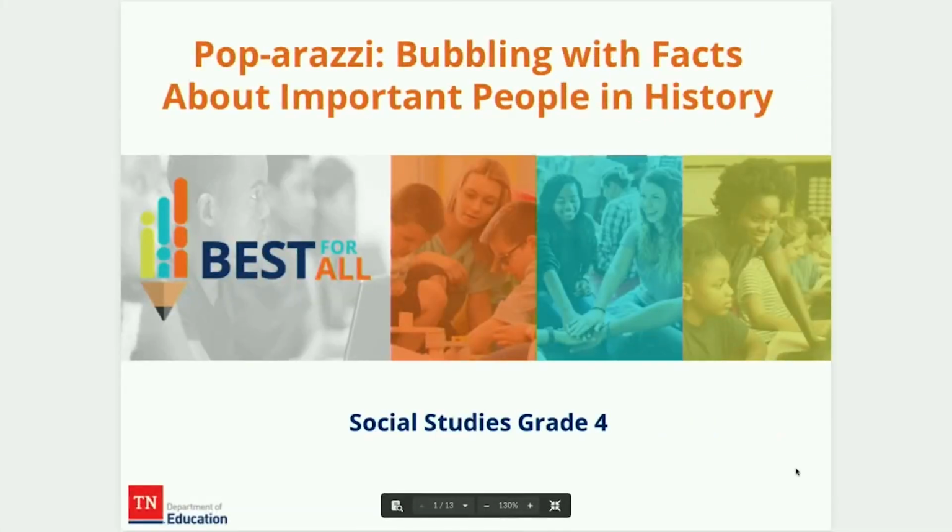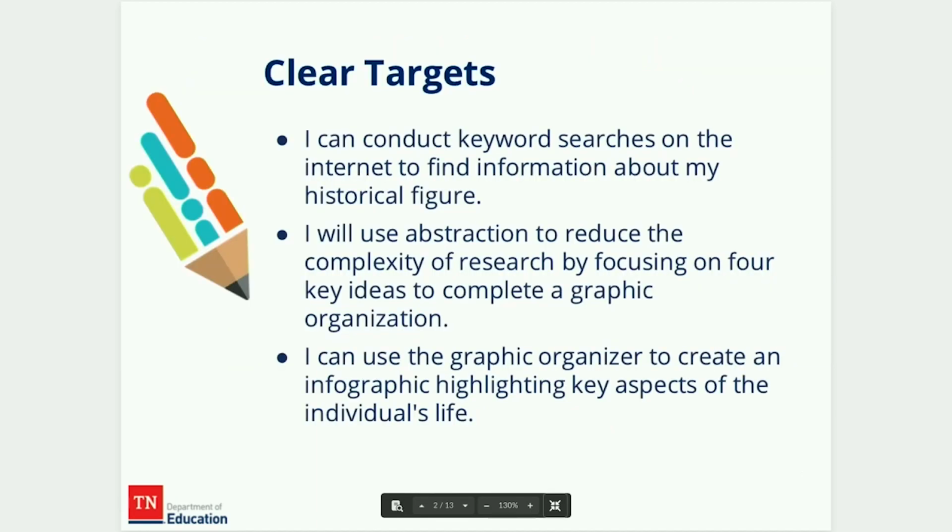Okay, so as you guys can see in the handout that Karen is handing to you, this is a social studies 4th grade lesson. And the targets, wanting them to know keywords, wanting them to understand abstraction. The important part of understanding abstraction with this is they can get caught up in learning about the person, and they can tell you everything under the sun.